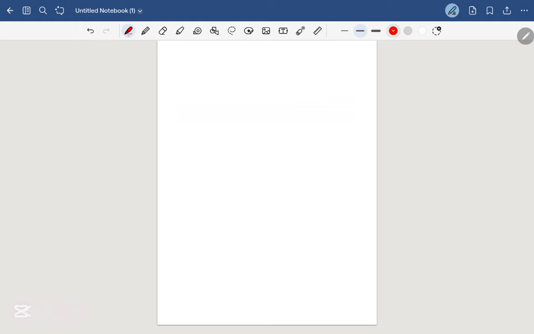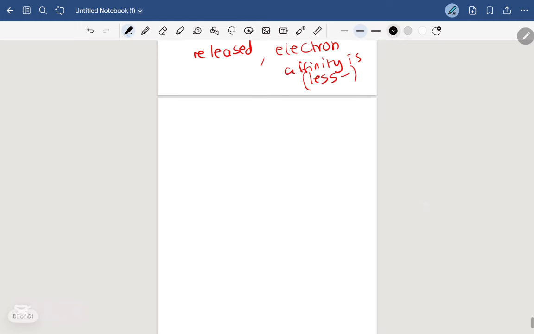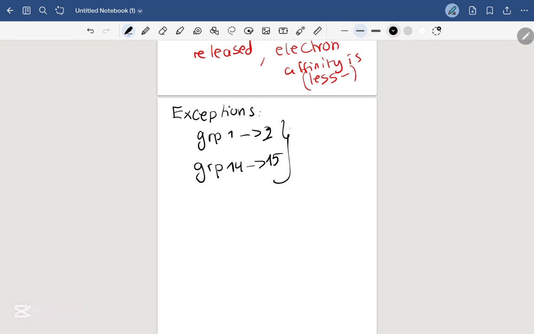Now we move on to something that both chemistry and French have in common, which is what? Which is the exceptions. Very simply, we have two exceptions, which are from group 1 to 2, and then from group 14 to 15. Now look how this happens. In these two groups, what happened? There's going to be an increase in electron affinity.